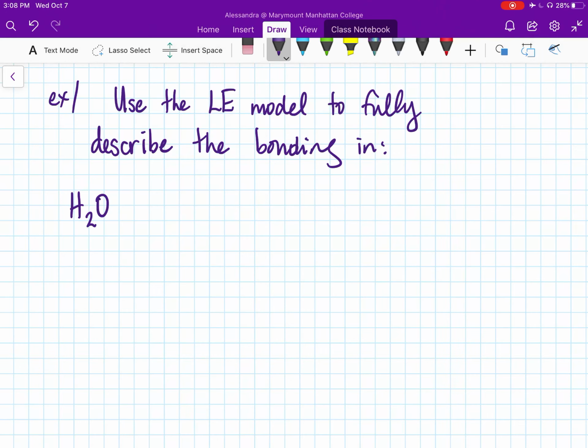Now let's use the localized electron model to fully describe the bonding in a couple of molecules. I want to start with water. The first thing we have to do when we do a problem like this is draw the best possible Lewis structure we can for the compound. And water, of course, looks like this in its Lewis structure.